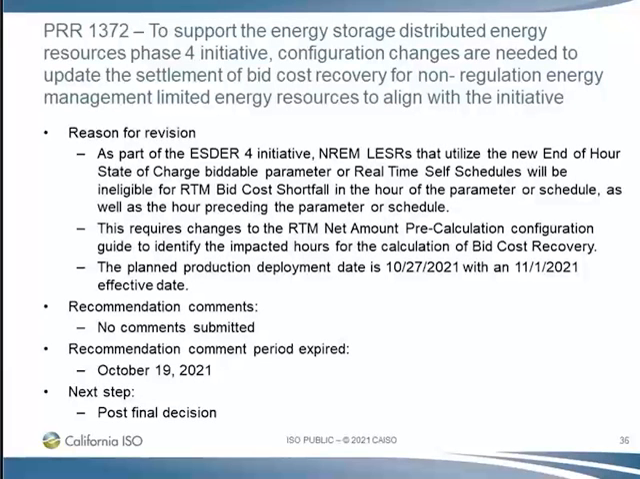1372 is for ESDR. So ESDR phase 4. This also has many guides changed. It's mostly for the settlement bid cost recovery and non-regulation energy management limited for energy resources to align with this initiative. This is effective dated 11/1/2021, and no comments were submitted at this time. Our next step is to post final decision.